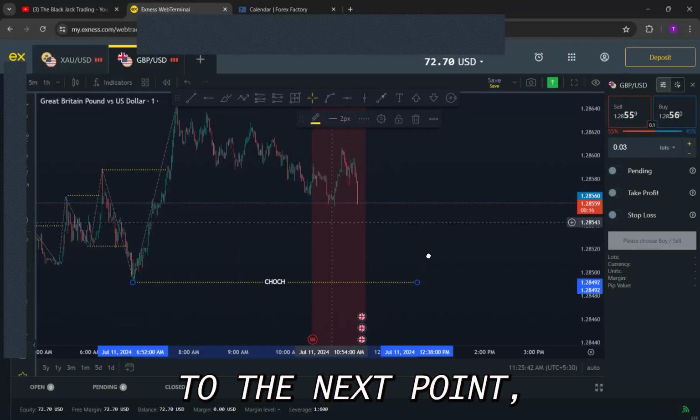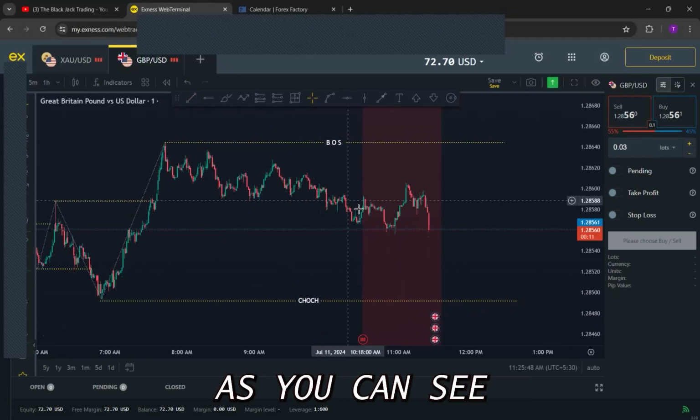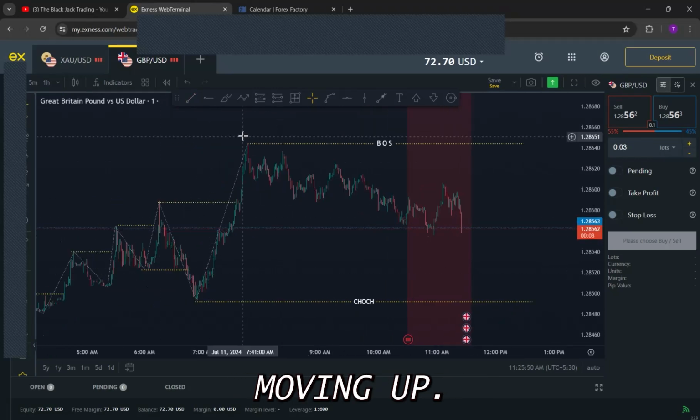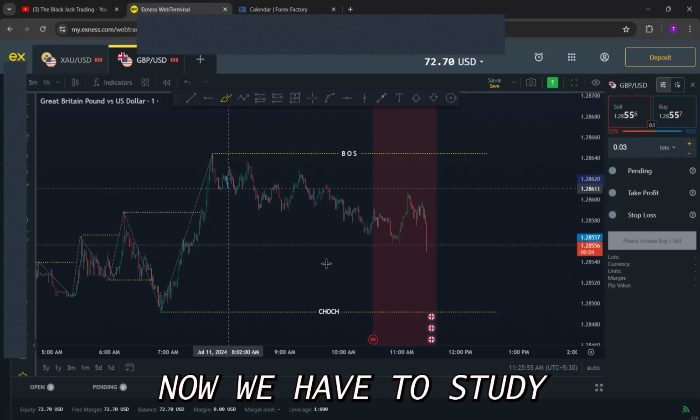Now coming to the next point, what is happening over here? So we will see what is happening over here. So price was going downside. As you can see, the external structure is now moving upside. If we want to take a buy or a sell, we have to look at this internal structure. Now we have to study this internal structure.